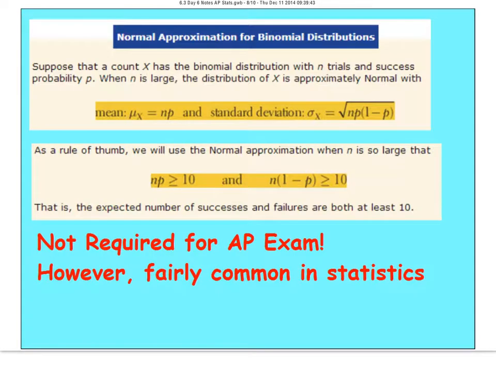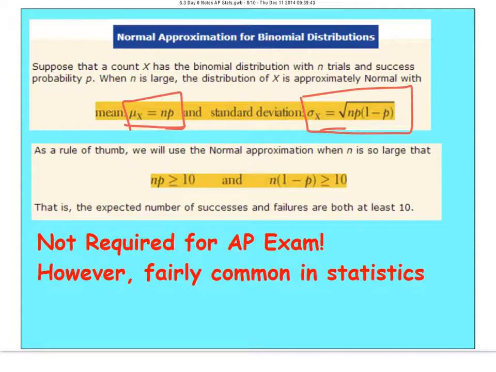I do want to briefly talk about what's called the normal approximation for the binomial distribution. This is not required for the AP exam, however, it can be fairly common in statistics to use. What it is: you can actually use the normal CDF, where you do lower bound, upper bound, mean and standard deviation. For a binomial distribution, you would first compute the new mean and the new standard deviation. That's what you're going to use in the normal CDF.